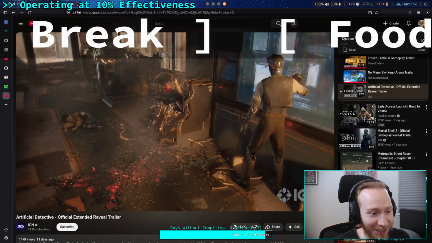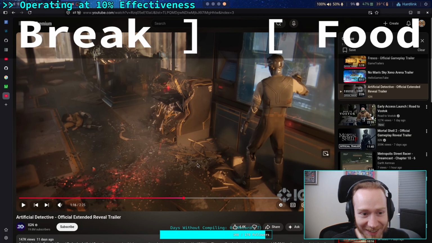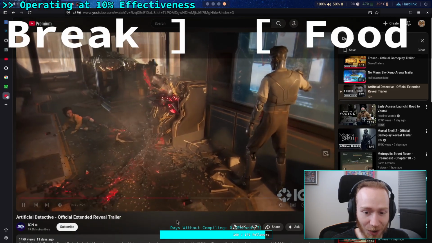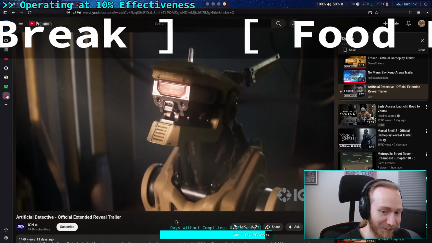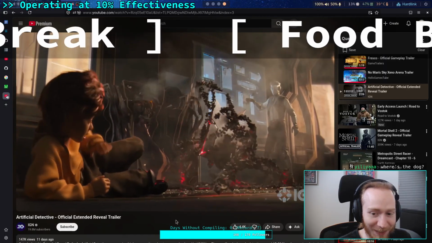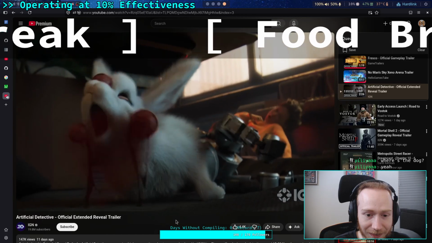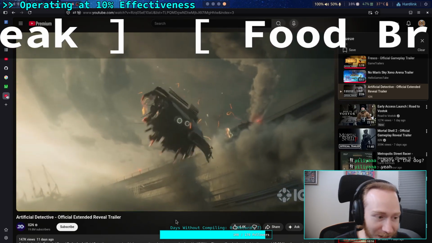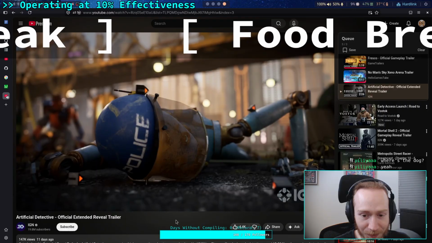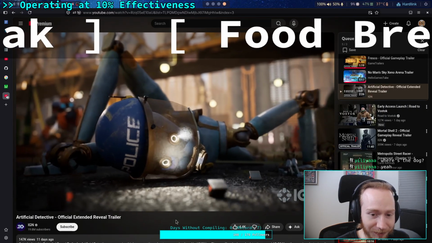Where is that robot dog? That dog is not in this trailer, in this car. Okay. Yeah, I don't know where it is. Apparently it's there. Okay, that's crazy. Why are they exploding?